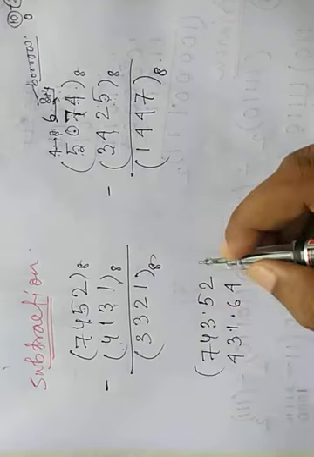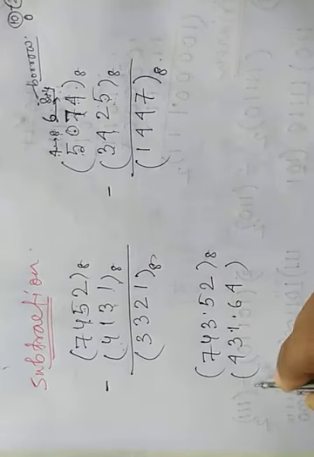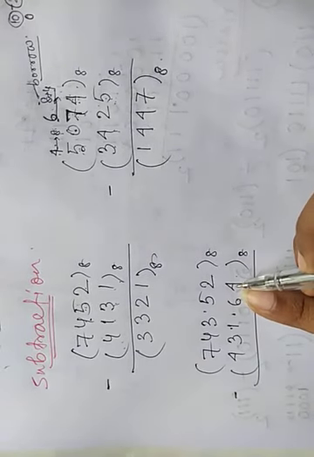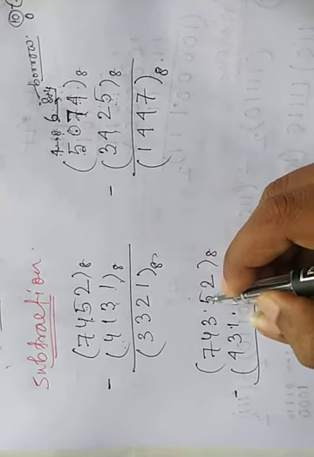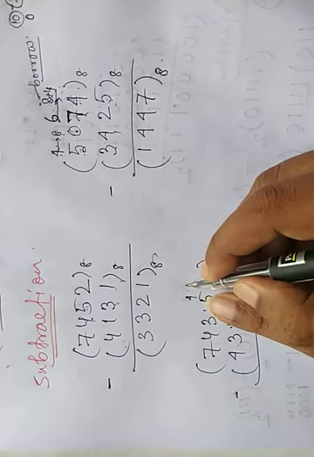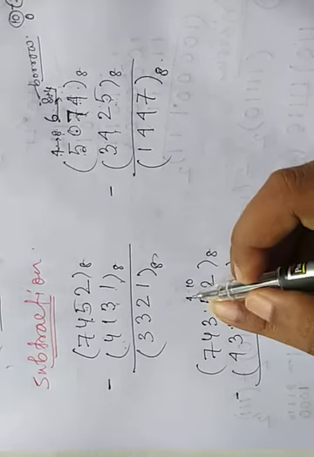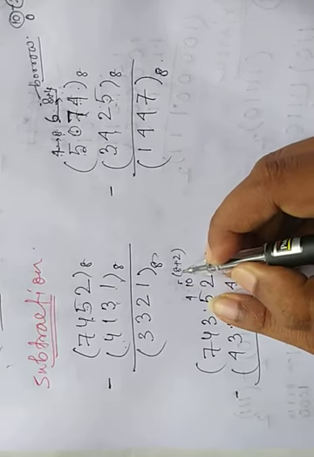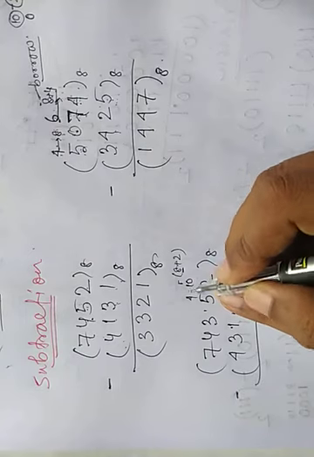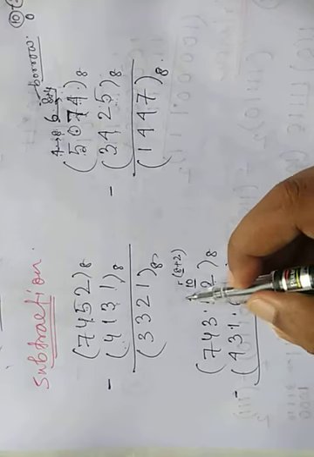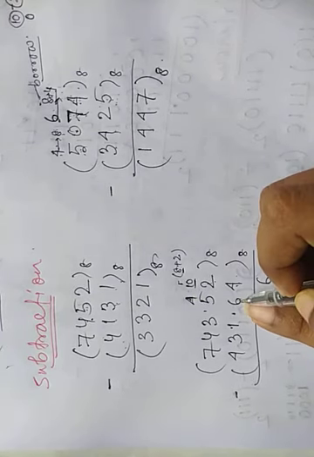742.64. 2 minus 4, obviously a smaller number, so we have to borrow 8, and 5 changes into 4, and as we borrow, here 8 plus 2 becomes 10. Okay, how does 10 come? 10 comes from 8 plus 2. 8 is the borrow and 2 is this digit, so after adding we get 10. So 10 minus 4 is 6. As 5 changes to 4, here we have to subtract 6.